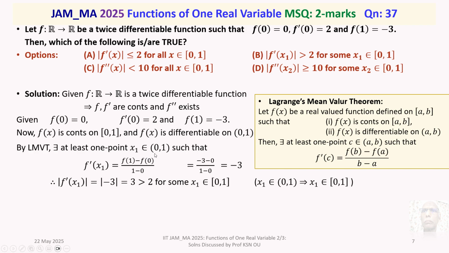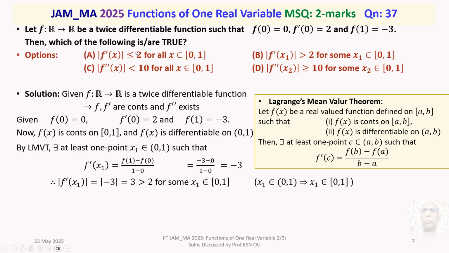Sir, x1 belongs to the open interval 0 to 1. No problem. x1 belonging to the open interval 0 to 1 implies x1 belongs to the closed interval 0 to 1. So we can write this. So now at some point x1, mod of f prime x1 is equal to 3. Therefore, option A is not true.